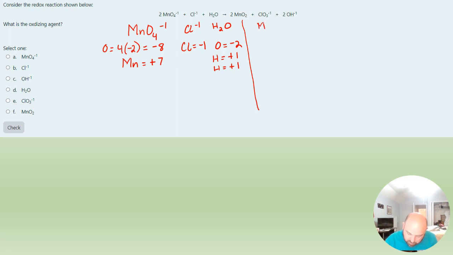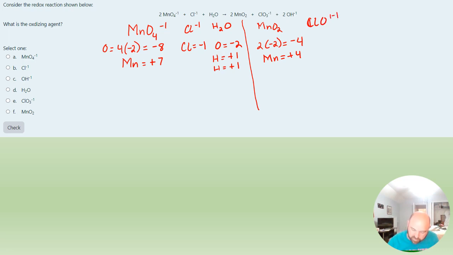In our new MnO2 species, we have a neutral compound there, so the oxidation states must add up to 0. There are 2 oxygens at -2 apiece because oxygen is always -2, for a total of -4. If the total oxidation state must add up to 0, that means that manganese now has an oxidation state of +4.